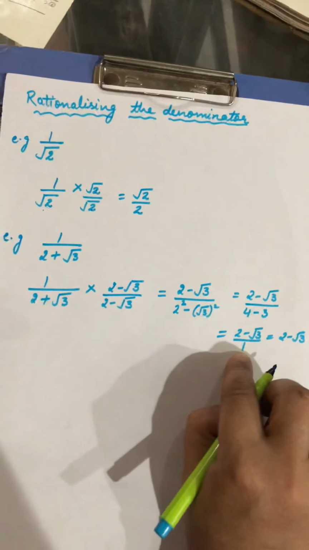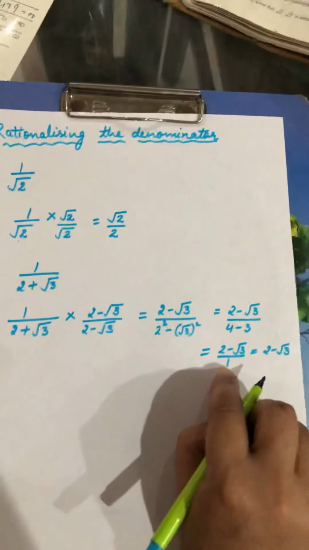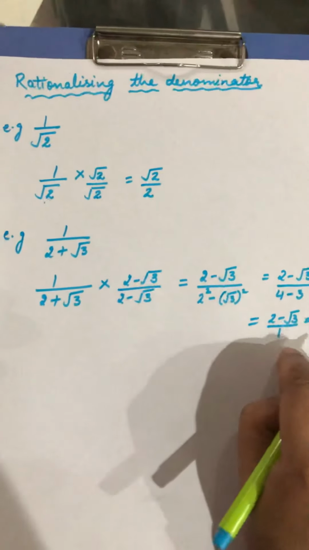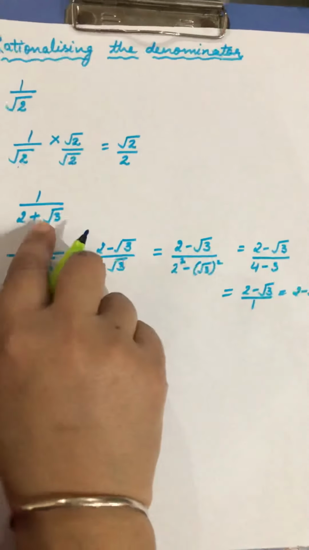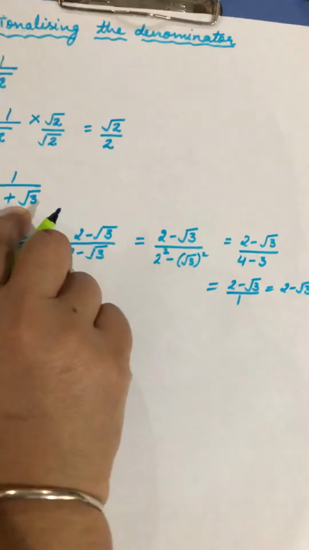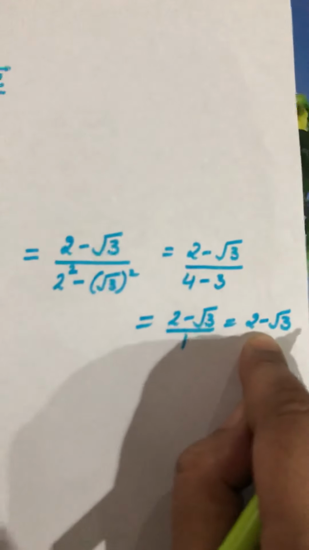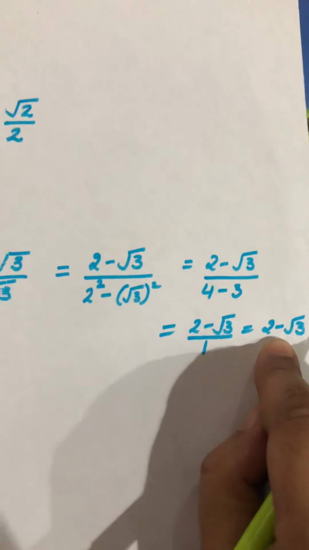So the denominator is 1. It means that it is a rational number. So we have rationalized the denominator of 2 plus root 3. So this is the answer of this example.